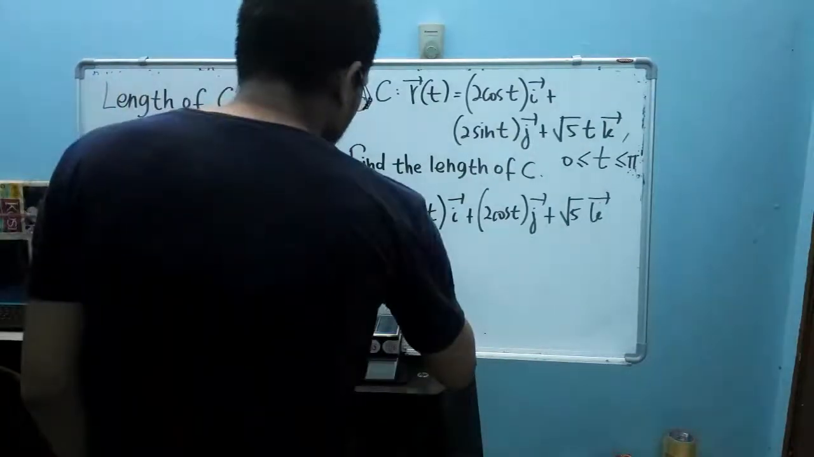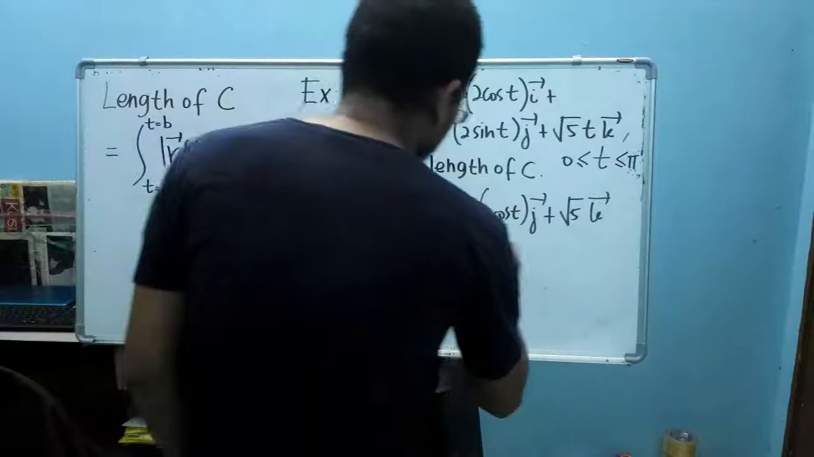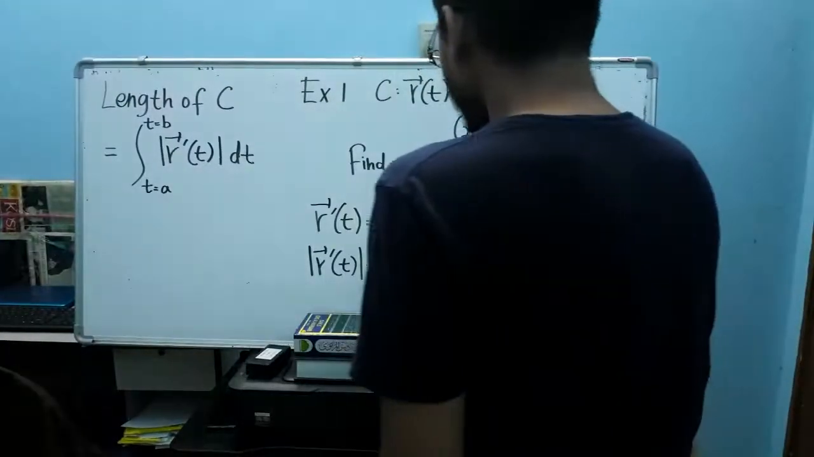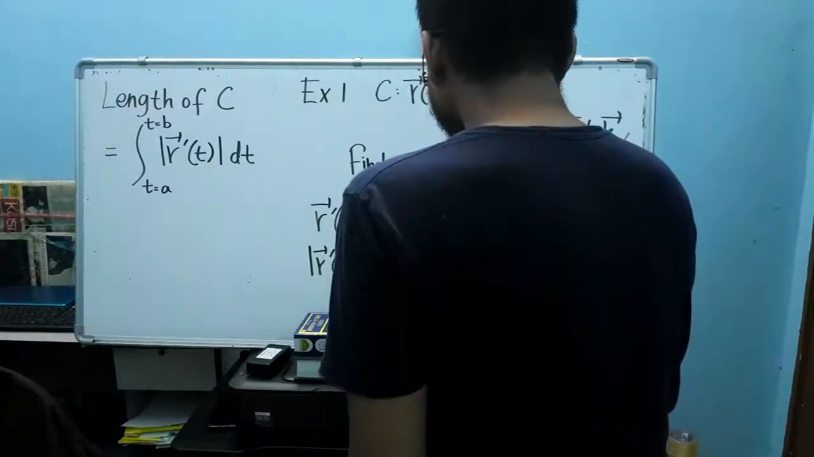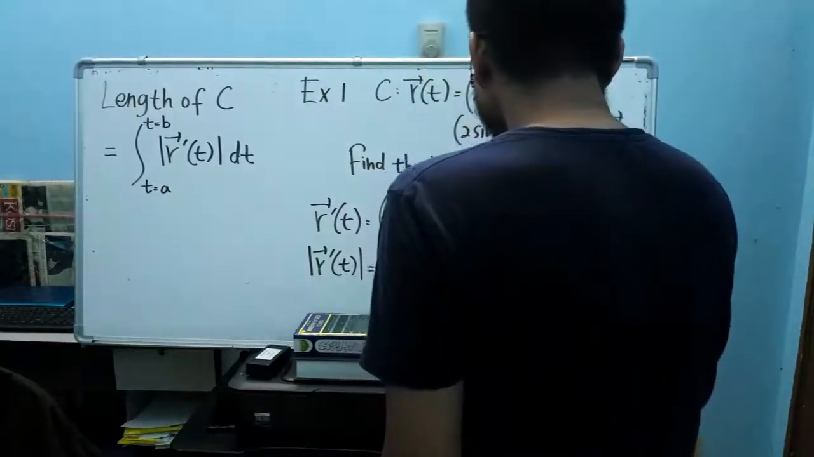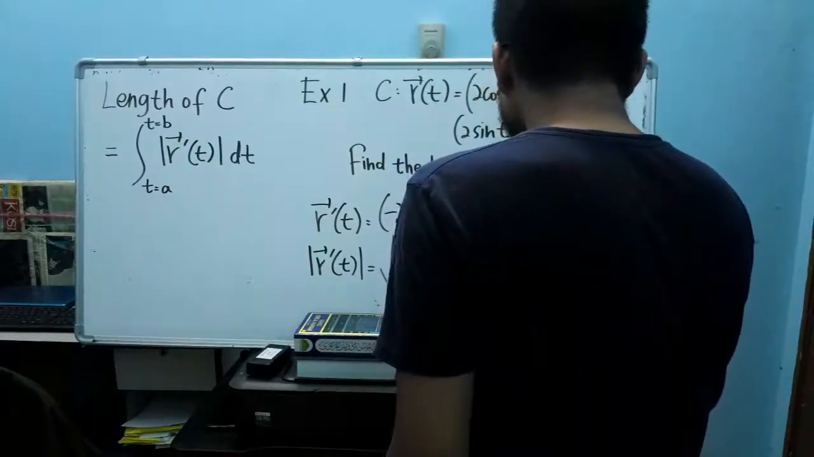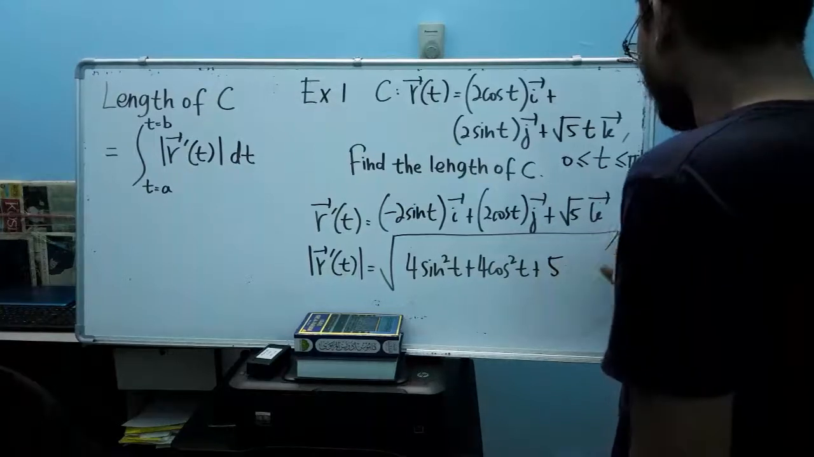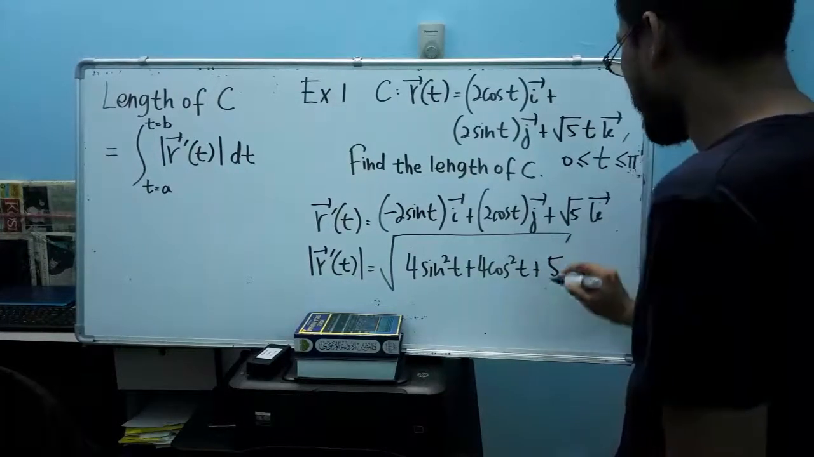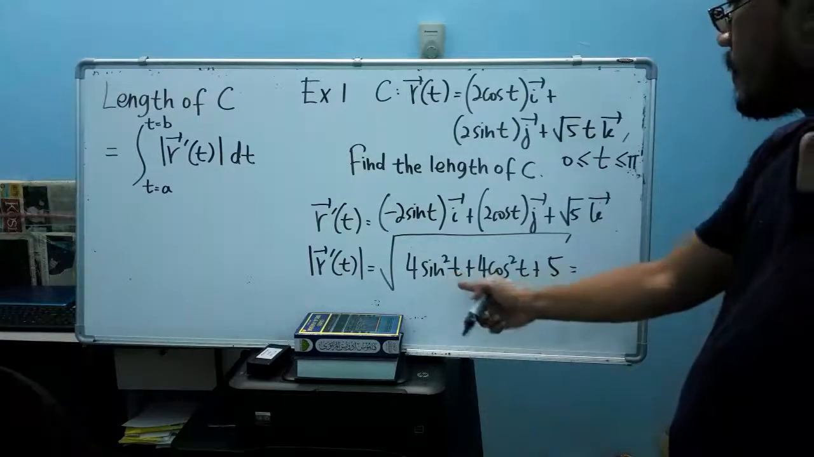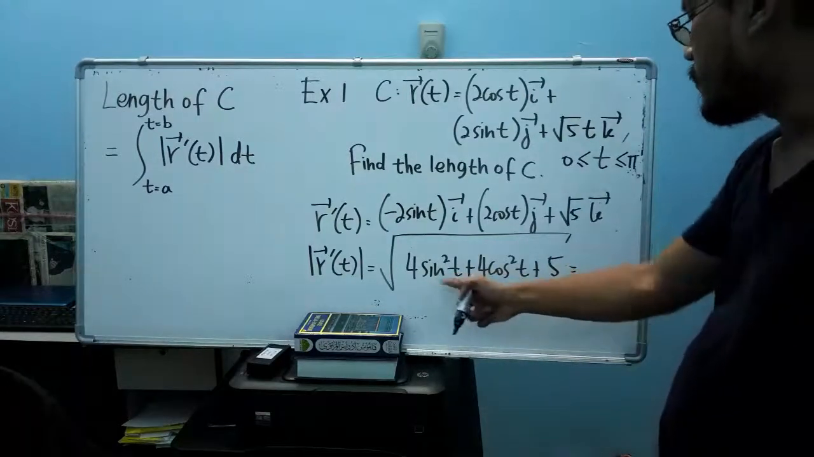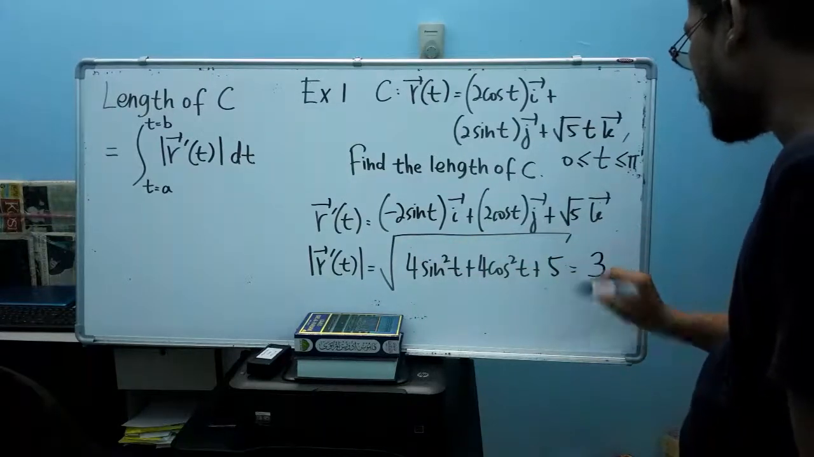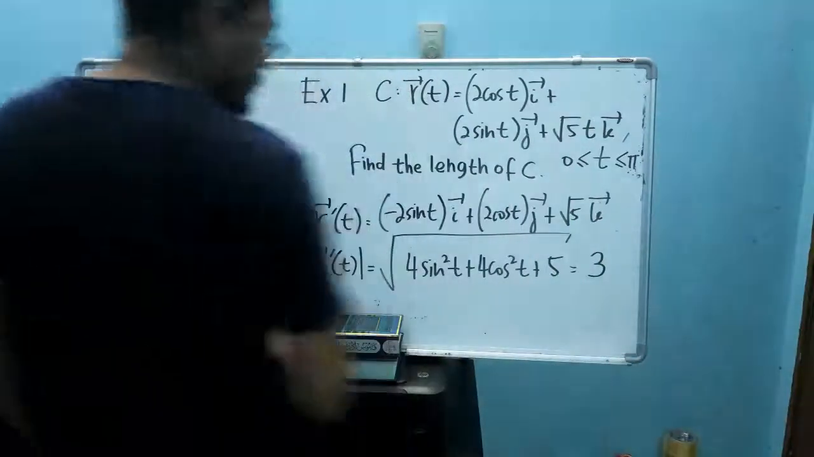This one is just a square root. You take the squares here, so you will have 4 sin squared t, plus 4 cos squared t, plus the square root of 5 squared, which is 5. Using the identity, you have 4 plus 5, the square root of 9, so in the end you will have 3. The value here is 3.